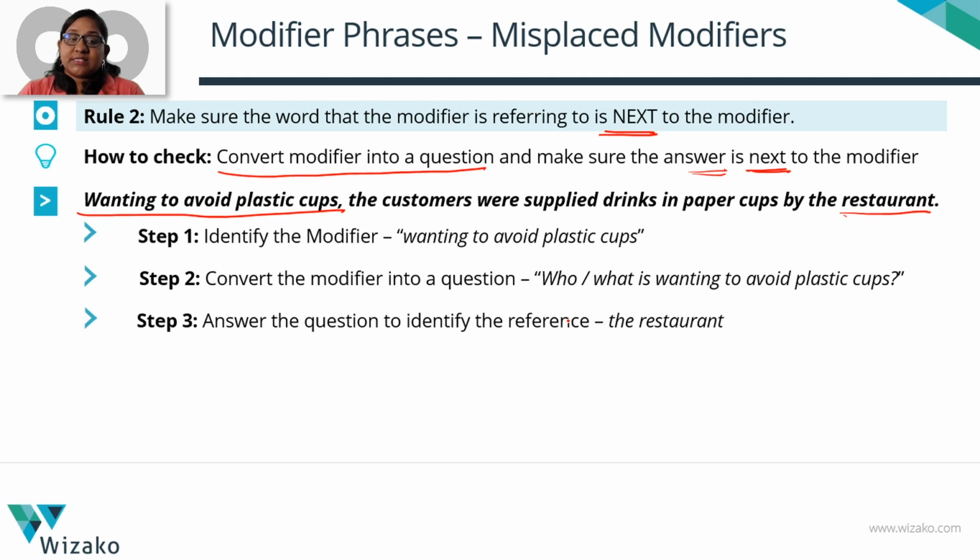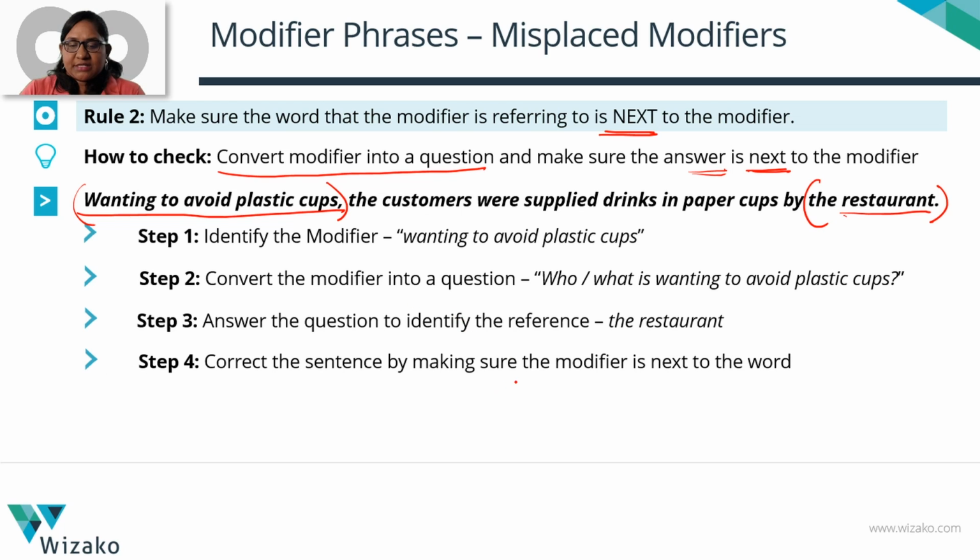Right. But look at the sentence again. The modifier is at the beginning of the sentence. The word that the modifier is referencing is at the end of the sentence. The word is present, but the word is not next to the modifier. So this sentence is also grammatically incorrect. So what should you do? Correct the sentence by moving the words around such that the modifier is next to the word. So how will you correct this error?